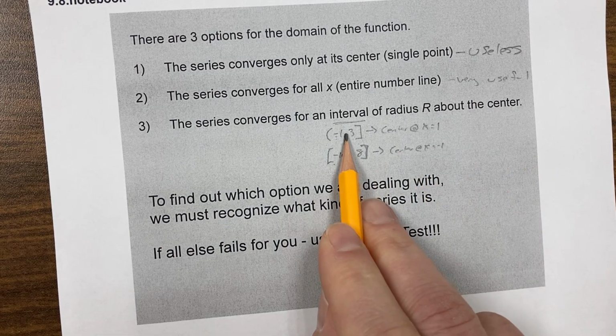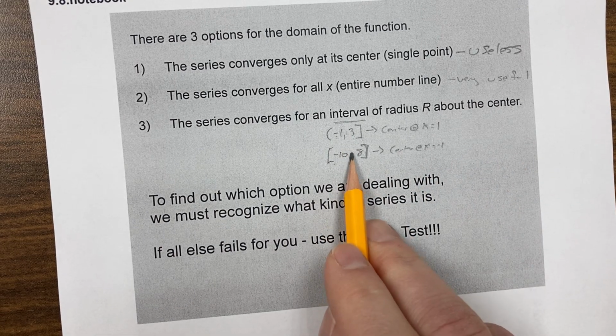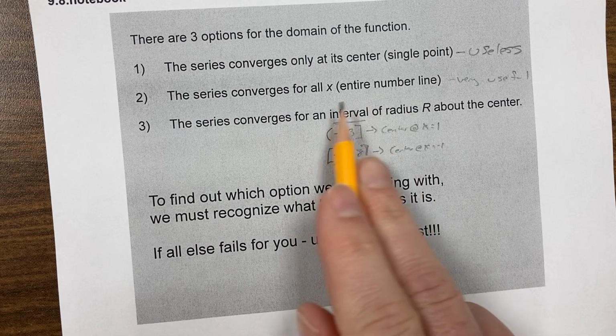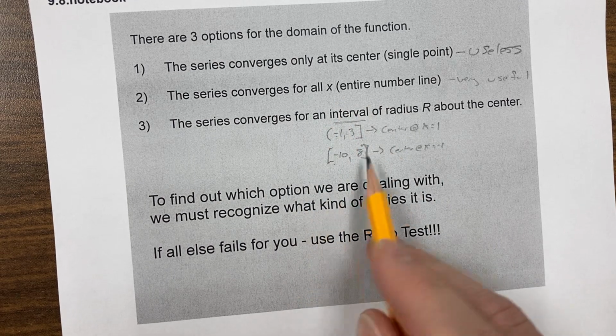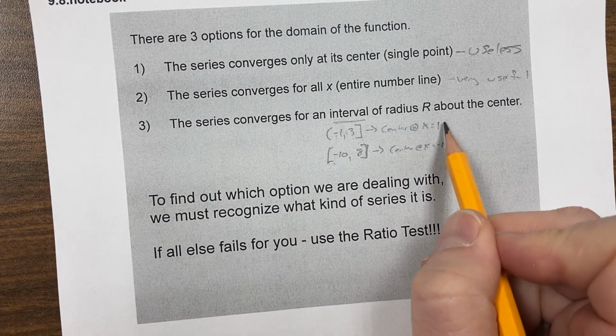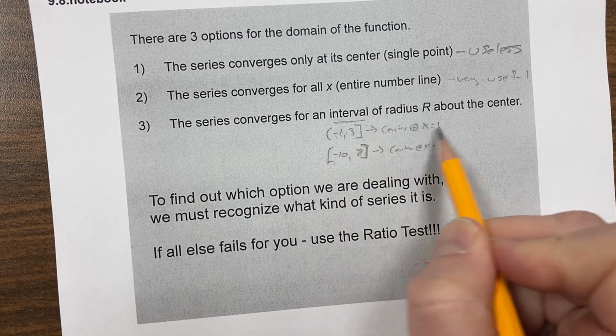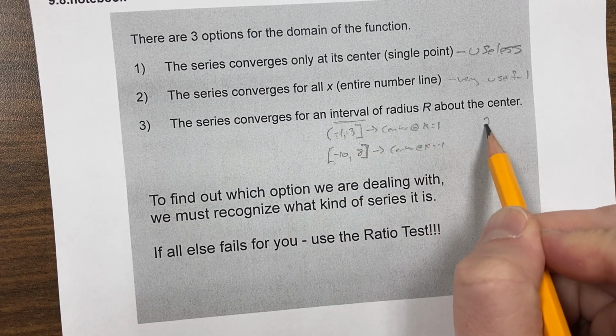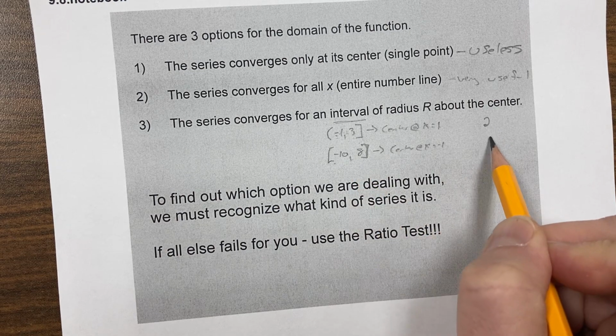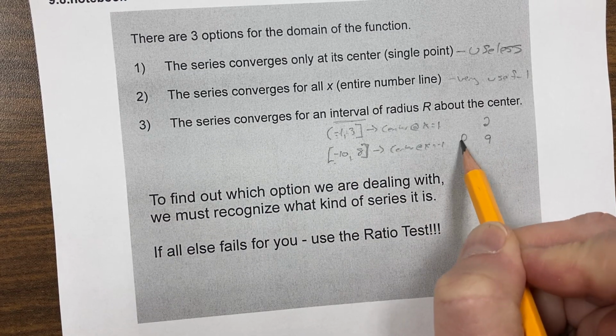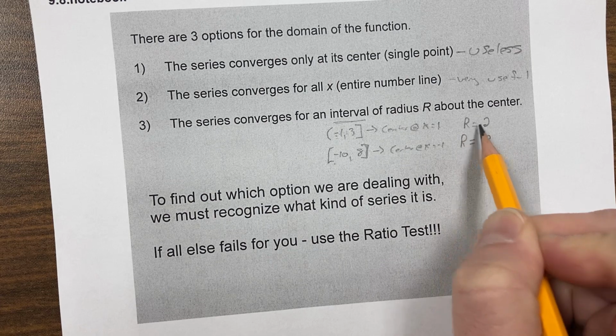So we can see whatever the center, whatever the middle of this interval is, that's where the center of our power series is. And then the distance from the center to one of these endpoints. So for the first one, that distance was 2. For this one, that distance is 9. That's what we call the radius of convergence.